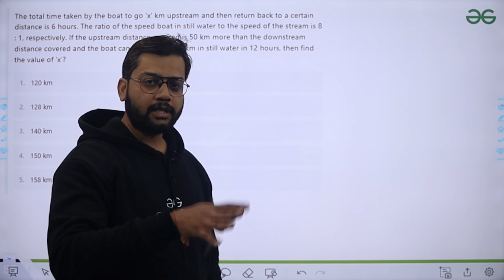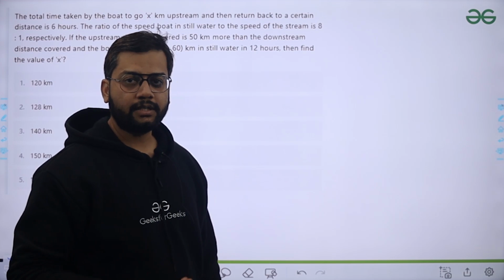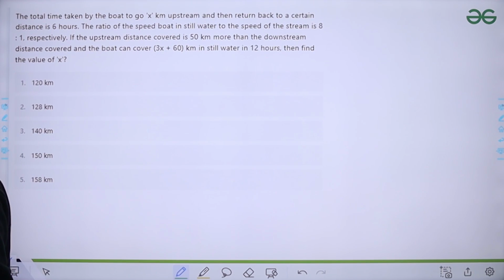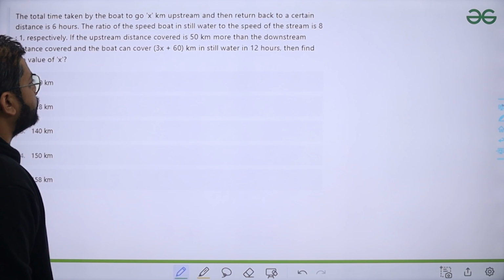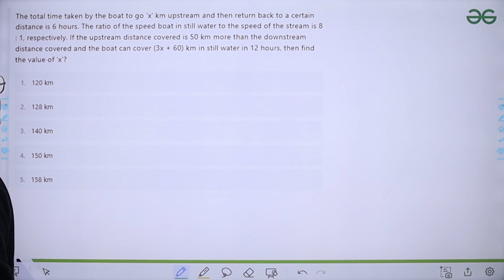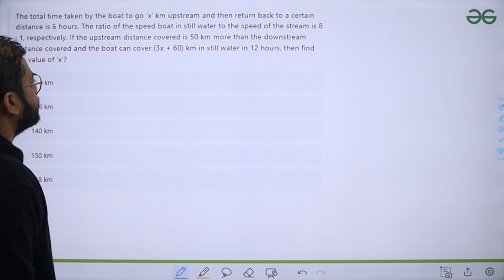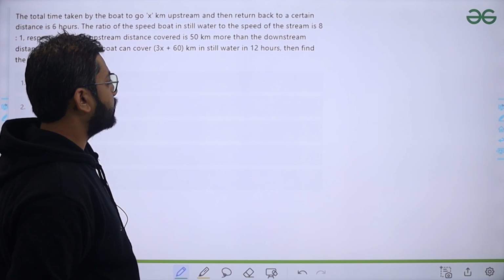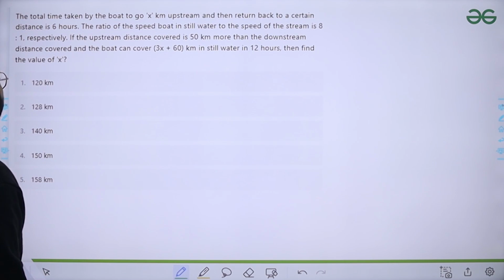ये वाले क्वेश्चंस बहुत टाइप के आते हैं, इसको थोड़ा सा घुमा के ये क्वेश्चंस बनाते हैं. The total time taken by the boat to go x kilometer upstream and return back the certain distance is 6 hours. The ratio of the speed of the boat in still water to the speed of the stream is 8:1 respectively. If the upstream distance covered is 50 km more than the downstream distance covered, and the boat can cover 3x plus 60 km in still water in 12 hours, then find the value of x.